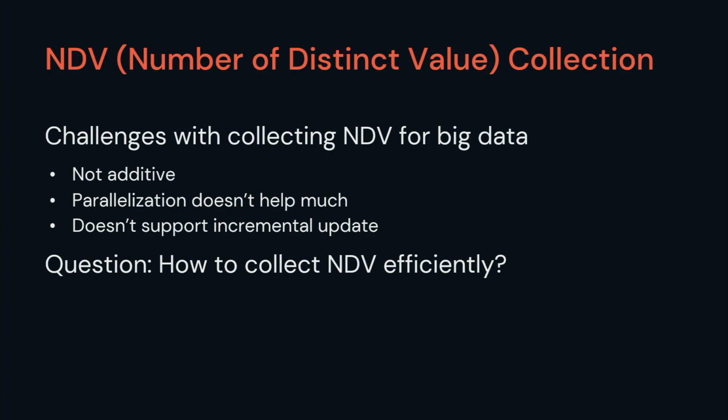Since the number of distinct values is not additive, parallelization doesn't help much. Also, there isn't a good way to compute an incremental update. So it's really expensive to get the number of distinct values for big data. How should we do this? How can we collect the number of distinct values in a more efficient way?